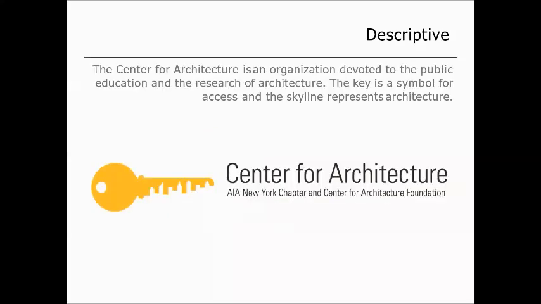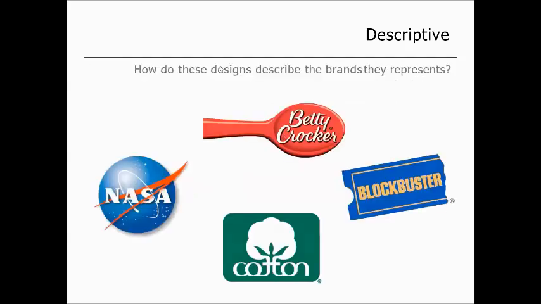The Center for Architecture is an organization devoted to the public education and research of architecture. The key is a symbol for access, and the skyline represents the architecture here. So when you say architecture, it has symbolic buildings, houses for that matter. It is descriptive, meaning a key has so many interpretations, but it can also indicate what kind of field it represents. These are also descriptive logos.